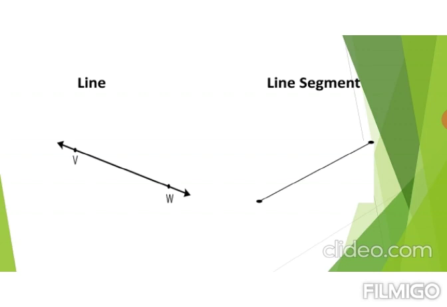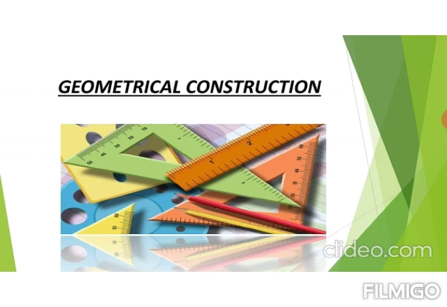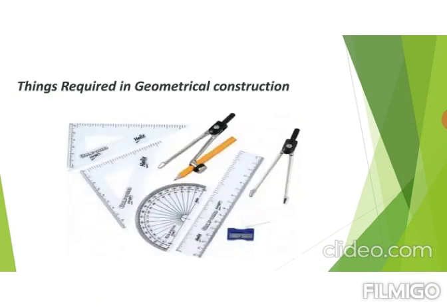Students, in the previous class, we have already studied about line segment and angle bisector, as you can see. So today we are going to learn something more about it. The name of the chapter is Geometrical Construction. Students, these are the things that you require while doing the construction.